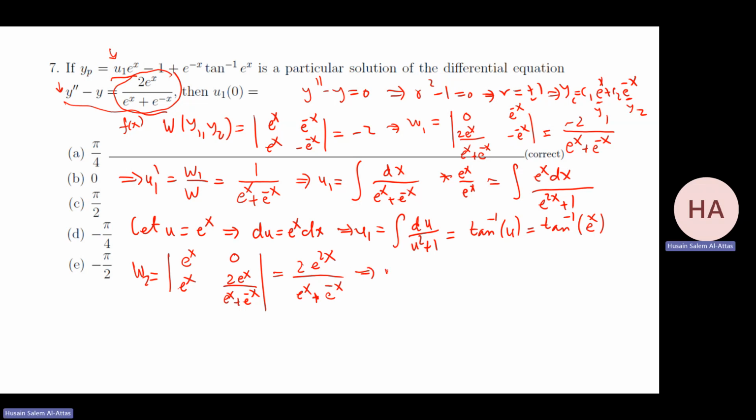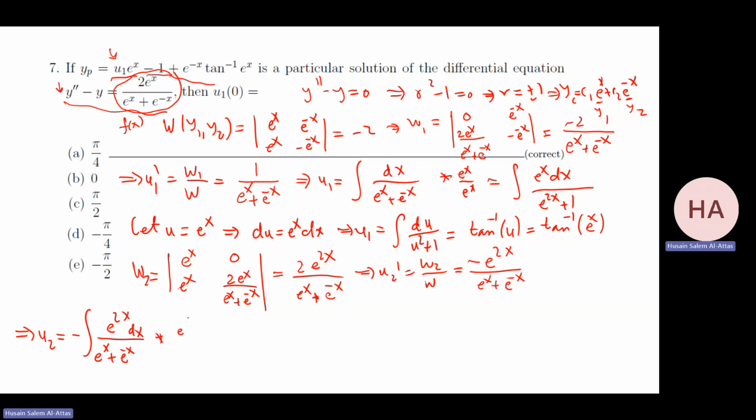So u2 prime will be W2 over W. That will be what? And I'm afraid, you know, sometimes the things will go inside each other. So because of that, I need to double check. W2, where is W2? It's over minus 2, that will be minus e to x over e^x plus e^(-x). So it will be u2. Yeah, that will be a little bit complicated. Minus e to x over e^x plus e^(-x) dx.